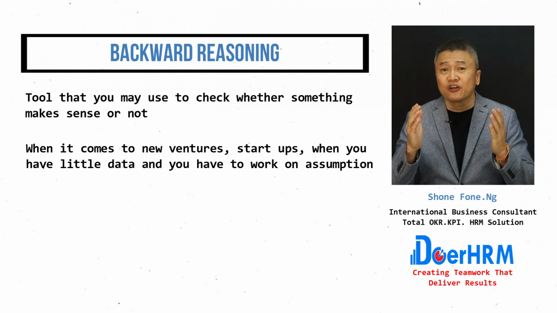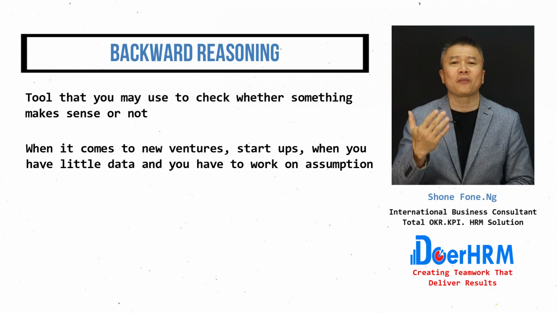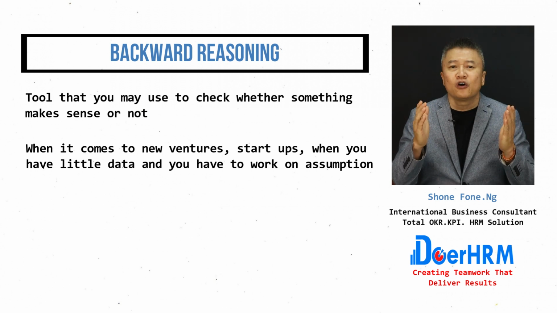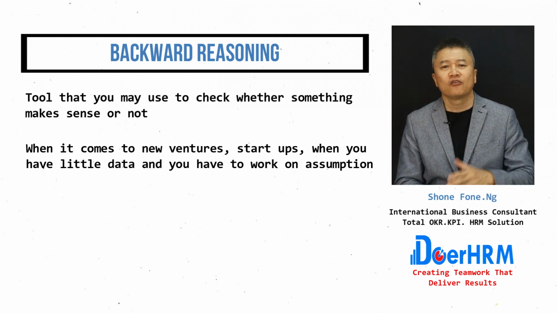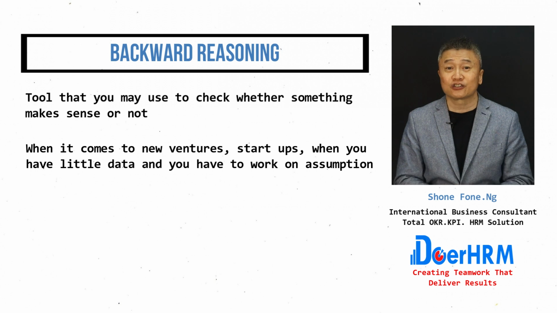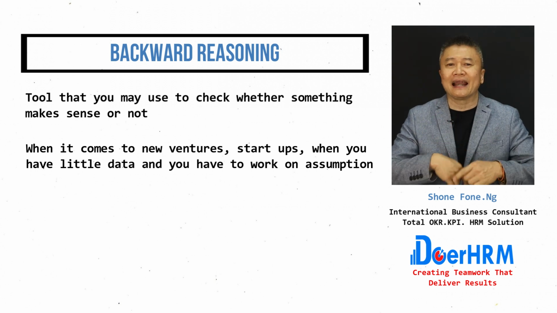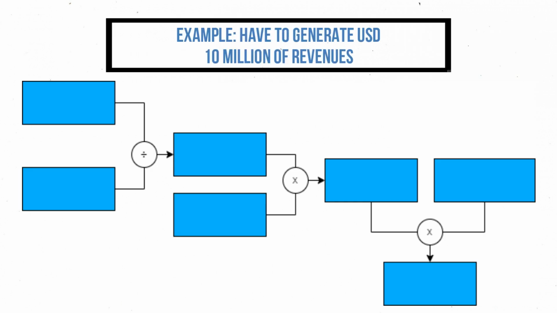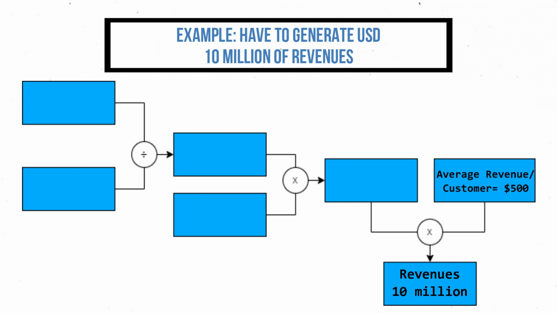So imagine that you were supposed to say how much you have to spend to create a company that has revenue of $10 million US. For this, we are going to use so-called backward reasoning, and let's see how we do it step by step. Say you have to generate $10 million of revenue. This means that, assuming an average revenue per customer of $5,000, you have to get 2,000 customers.